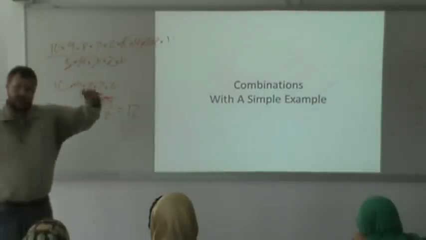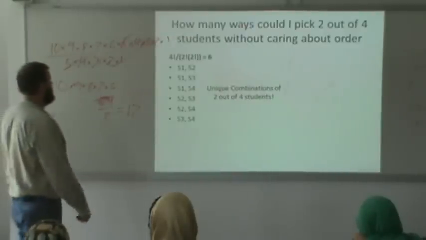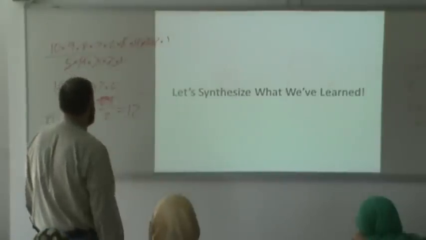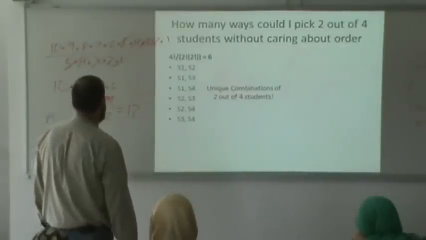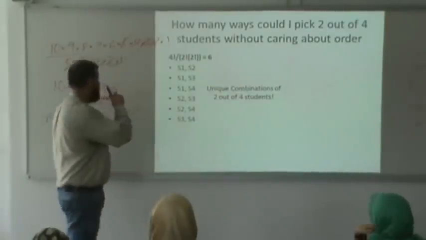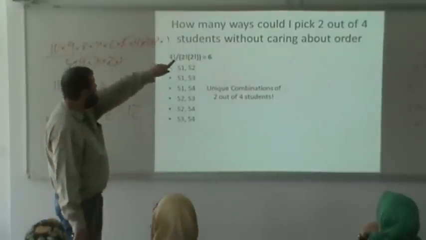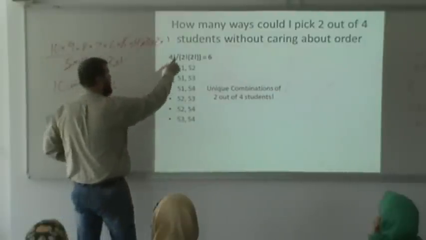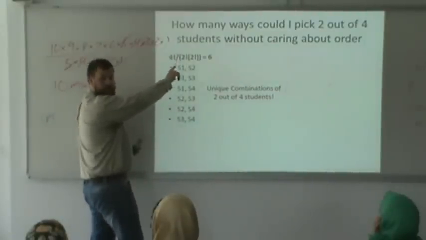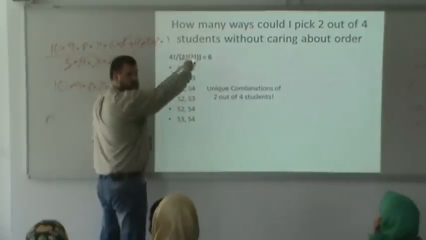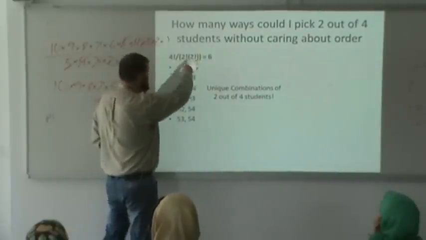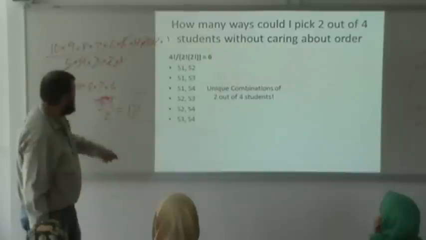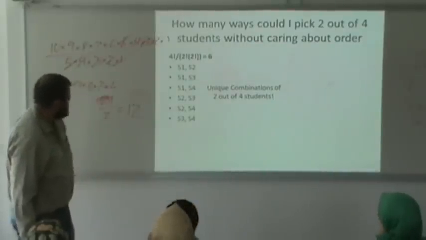So, let's go back to our 4 students arrangement. Sorry, I'm jumping ahead of myself. How many ways could I pick 2 out of 4 students without caring about order? 4 factorial divided by r, 2 factorial, times n minus r, which is also 2 factorial, that equals 6. So our unique combinations of 2 out of 4 students are these 6 here.